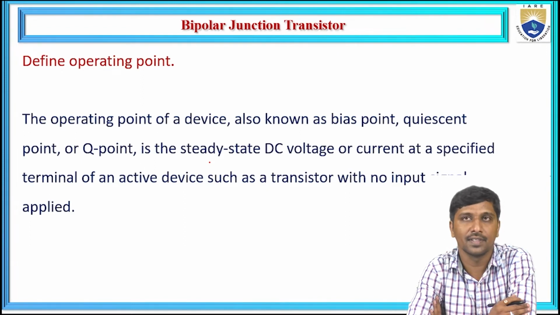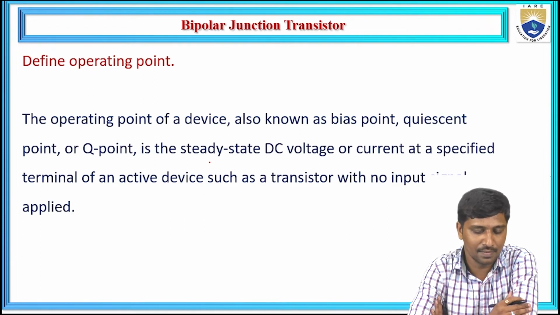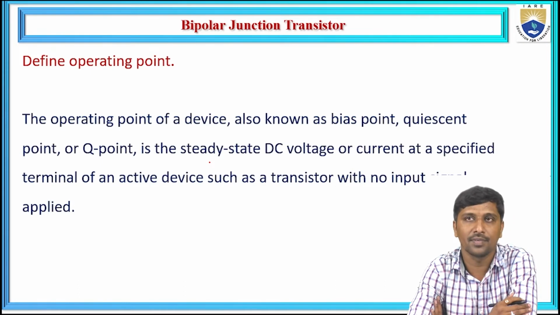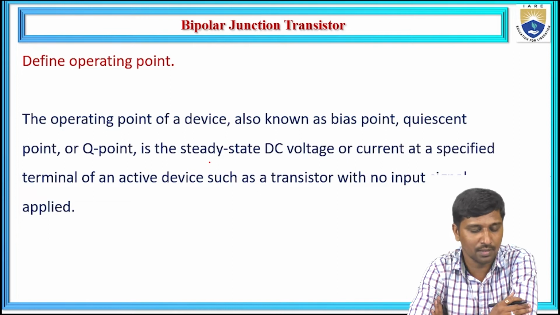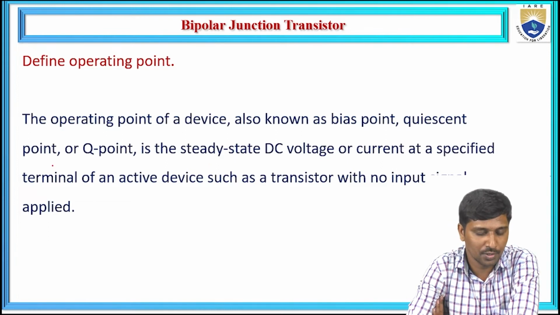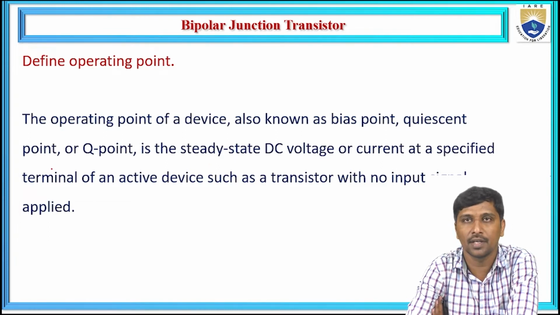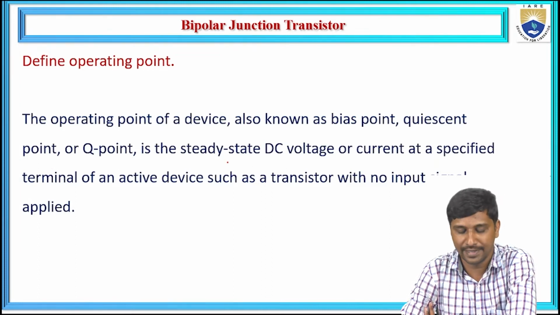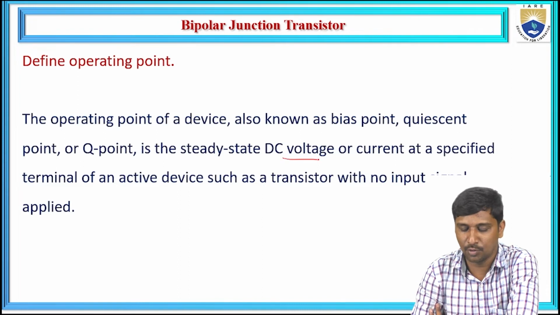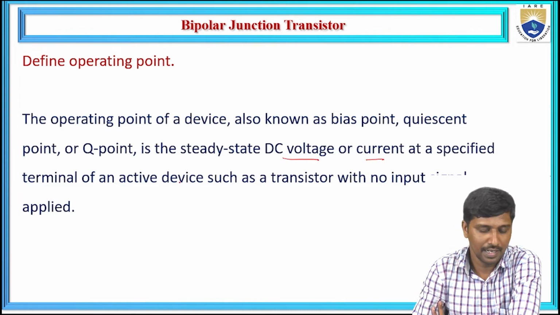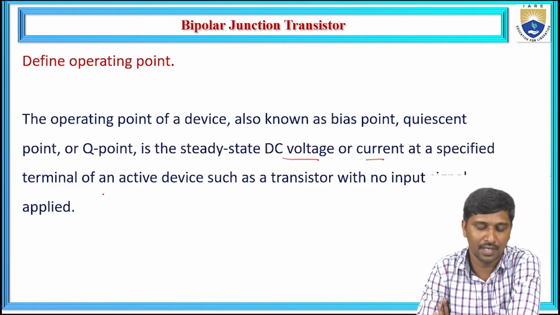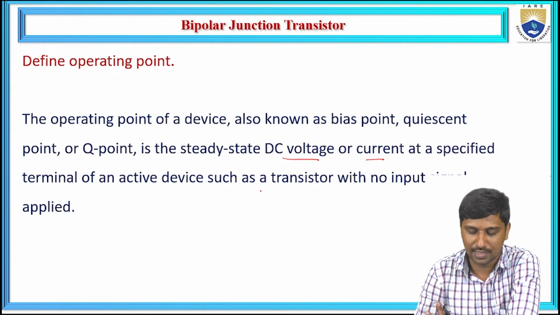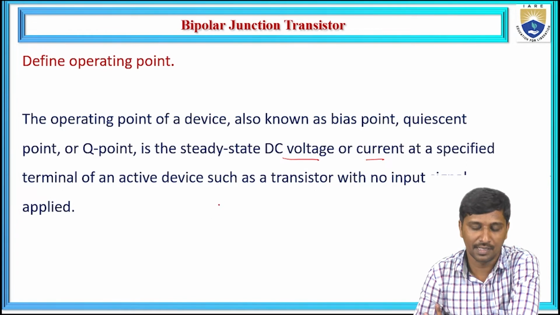For the bipolar junction transistor, the operating point of a device, also known as the biasing point, and also called the Q point or quiescent point, is a steady state DC voltage or current at a specified terminal of an active device such as a transistor, under DC load line conditions, with no input signal applied.